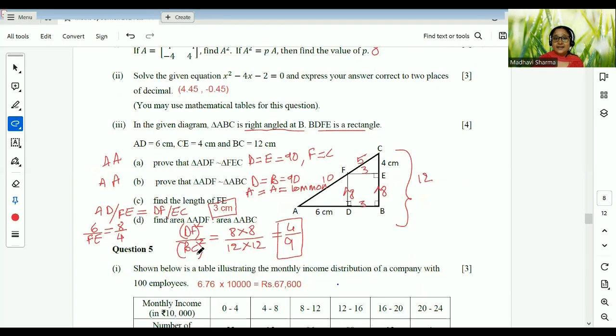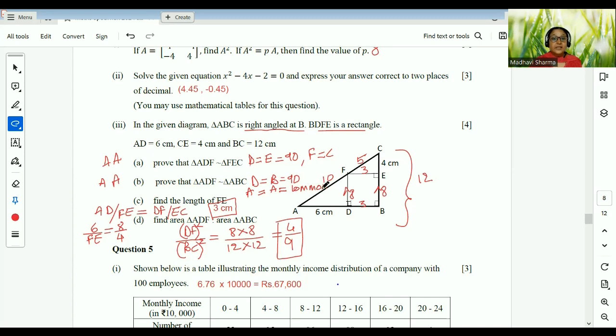In the given diagram, ABC is right angled at B, and BDEF, or rather BDFE, is a rectangle. AD, this is 6 centimeters, CE, this is 4 centimeters, and BC, full is 12 centimeters. So definitely BE is 8 centimeters. If BE is 8, then DF is also 8 since it's a rectangle. In a rectangle also they are parallel.